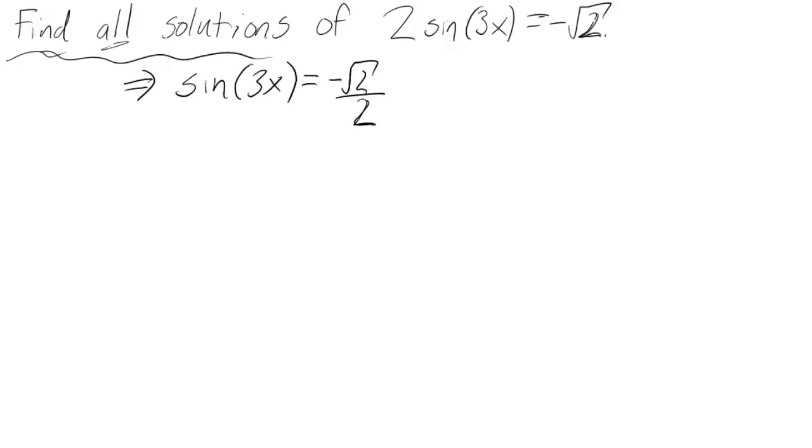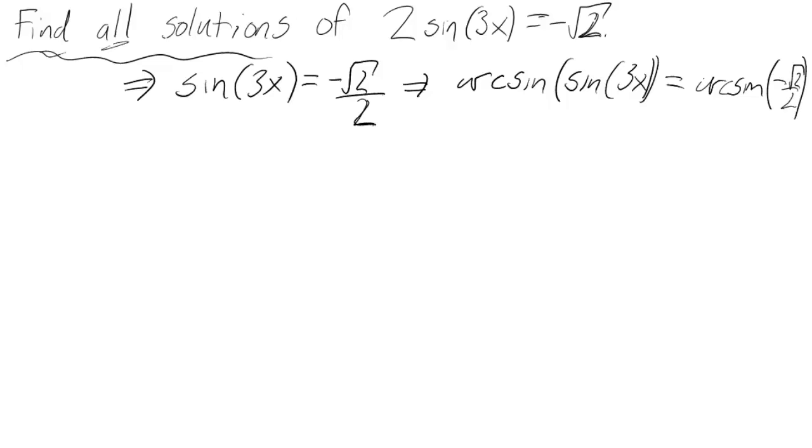And we would like to get that x all by itself, so we need to get it out of the sine. So let's hit both sides with the inverse sine. So we have the arc sine of the sine of 3x equal to the arc sine of negative square root of 2 over 2. And the nice thing about inverses is they undo each other. So on the left-hand side, we're just left with 3x, and on the right-hand side, we still have the arc sine of negative square root of 2 over 2.